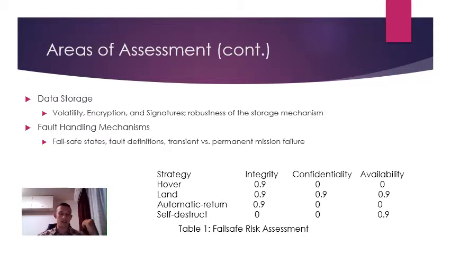Whereas the strategy land is going to just be really, really risky. It's going to have the integrity, confidentiality, and availability scores all at 1, because you don't know where it's landing. So the enemy might be able to get it and compromise the information on it.